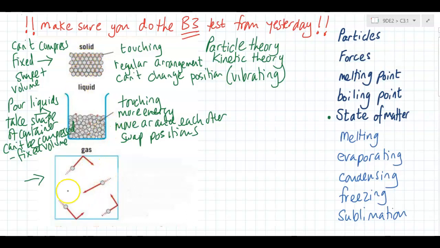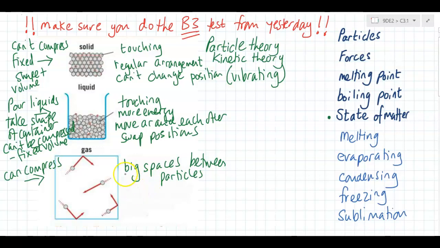Okay, and then finally gases. We know that particles in a gas, we imagine, have big gaps, big spaces between them. And that explains why you can compress a gas. So gas is the only state that you can squash into a smaller volume, because of these big spaces in between the particles. Imagine we could squash this gas and the particles would get closer and closer and closer together.